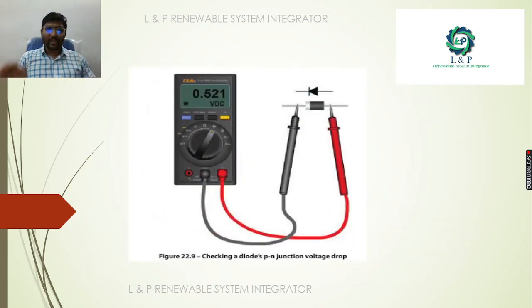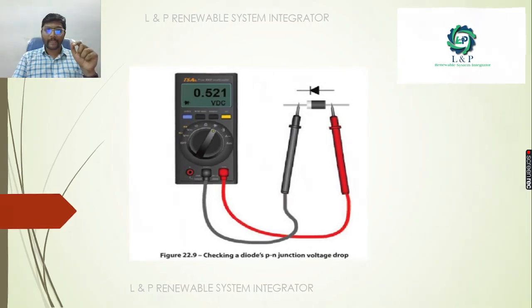And in the same way, when you are checking the diode's PN junction voltage drop, keep your positive probe on the positive side and negative probe on the negative side, and try to check the VDC. It will be from 0.5 volt.